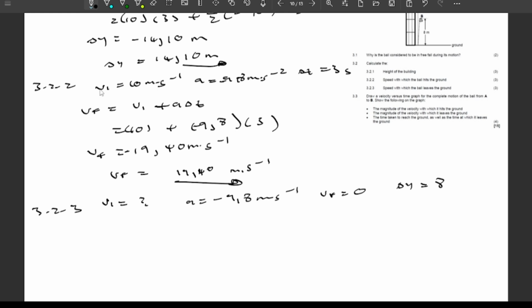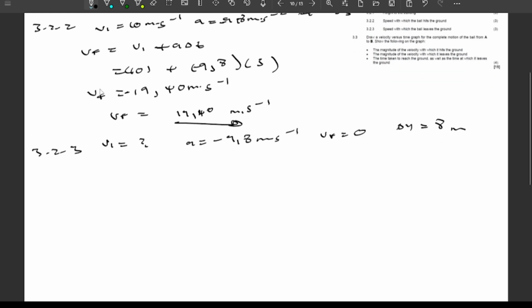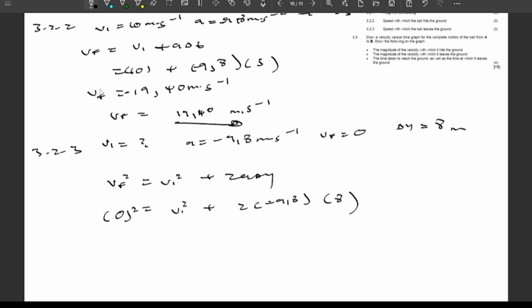Now, what can I write for meters here? Which equation am I going to use? I'm going to use this equation: Vf squared is equal to V initial squared plus 2a change in y. From there, my Vf is 0, my V initial is given, and I substitute, and 8 and 8. From here, your answer should be 12.52 meters per second. That is the speed at which this ball leaves the ground.